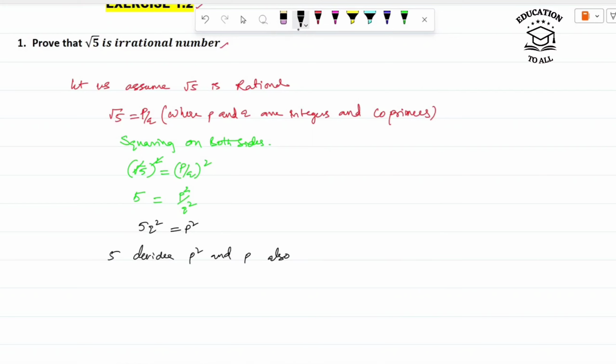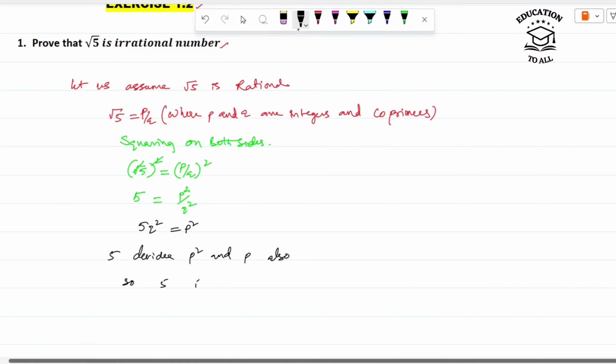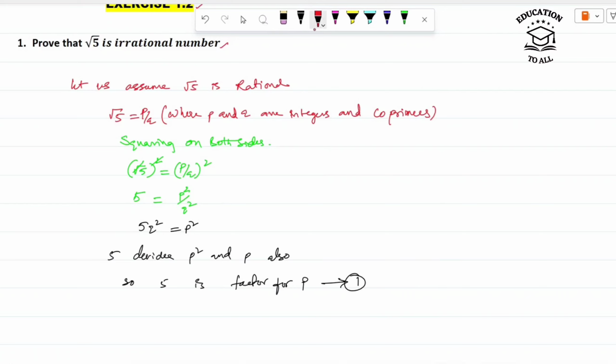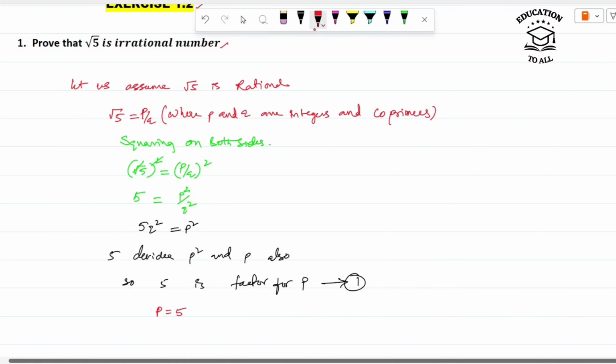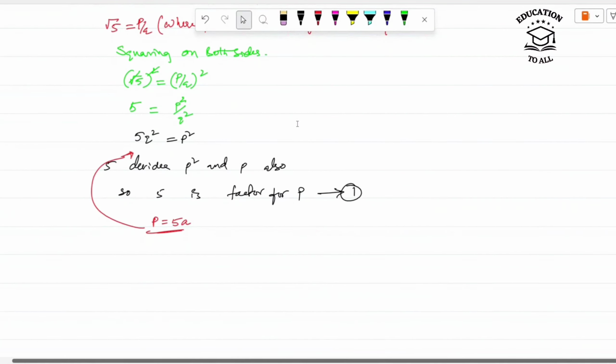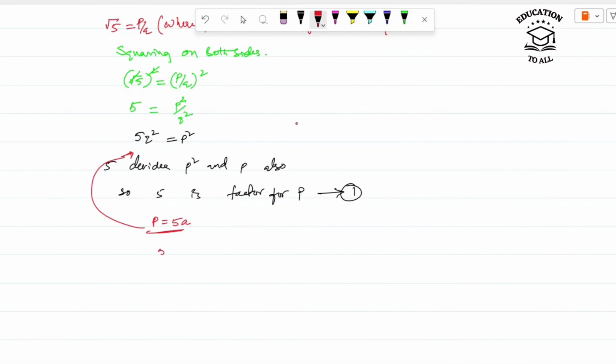If it is dividing, I can say that 5 is a factor for p. So 5 is a factor for p. Make it equation number 1. If it is a factor, we can write p in terms of 5. So I'll take p is equal to 5 times small a, and replace this in the above condition. What will happen? You observe carefully. We know 5q square is equal to p square. Now I'll replace this p value in the given equation.